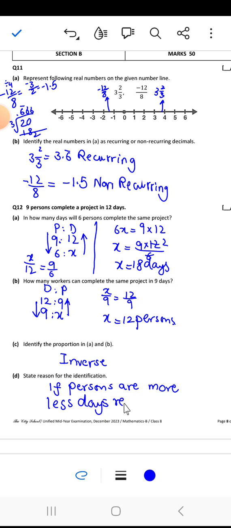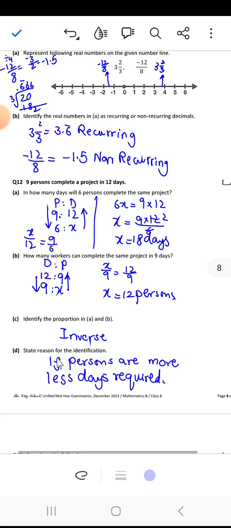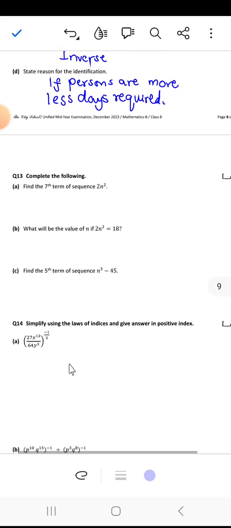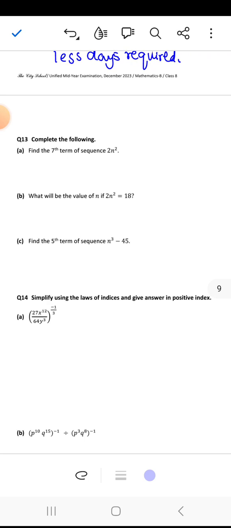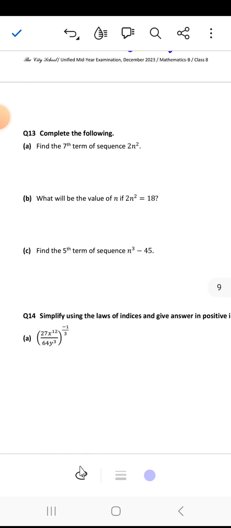Or you can write down that if one quantity is more, the other is less. So it's an inverse relation. So moving on to the next question. The next question is related to number sequences. We need to find the seventh term of a sequence. For that, this is the nth term.